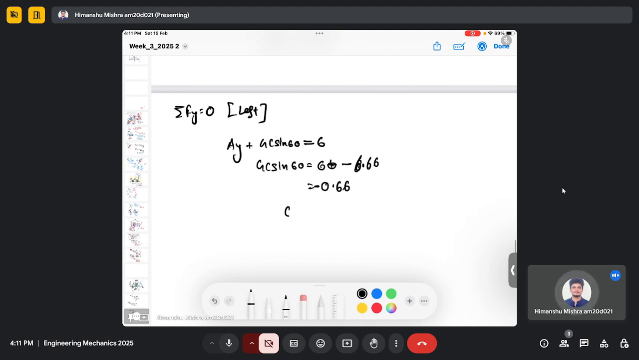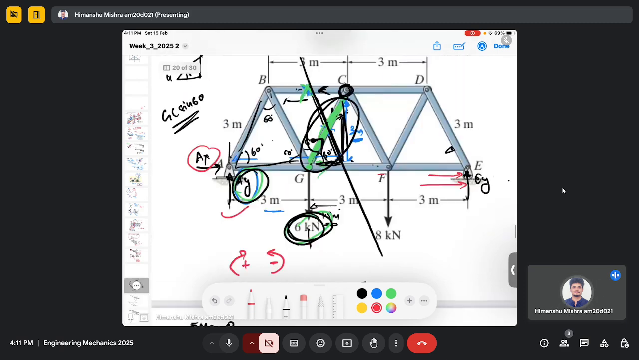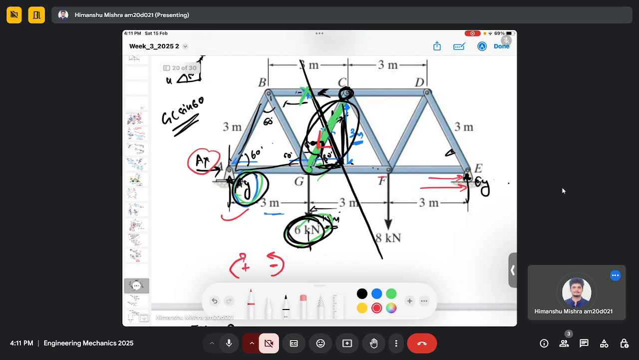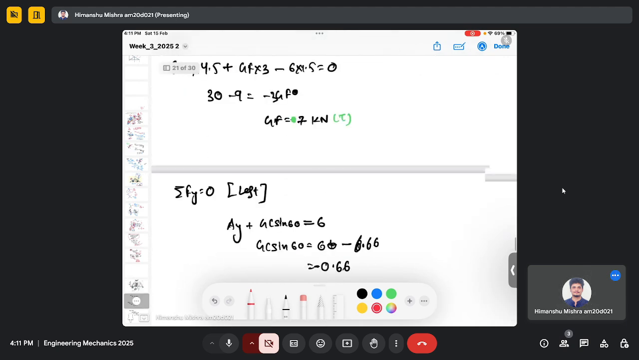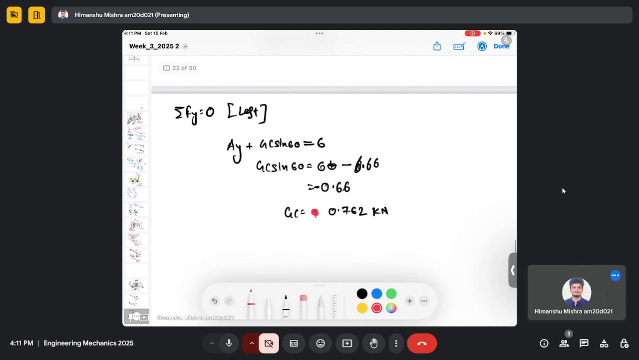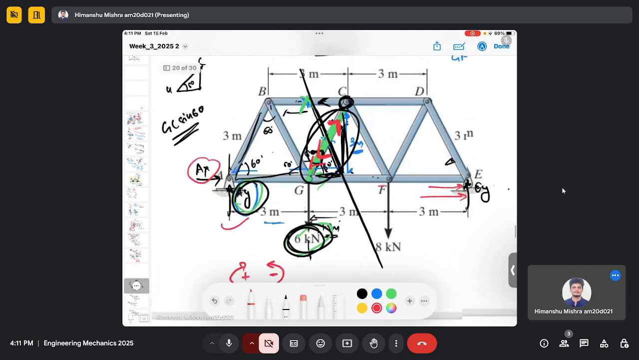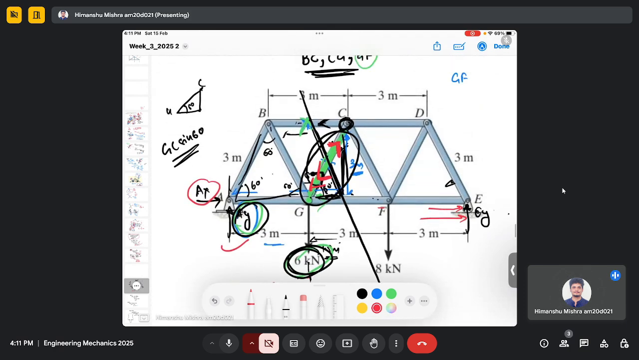So GC equals minus 0.762 kilonewton. Again, we can change the direction here, so it will be towards the joint G. So it will be compressive. So now the only member left is BC.